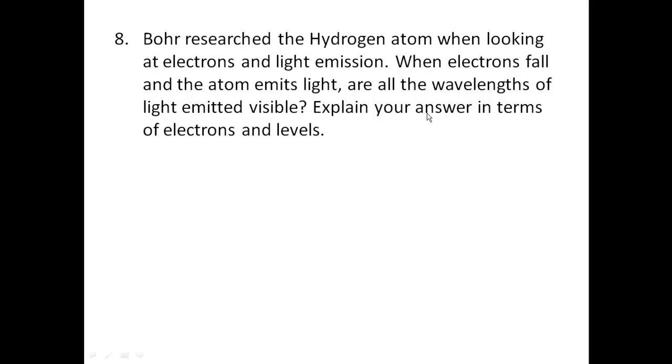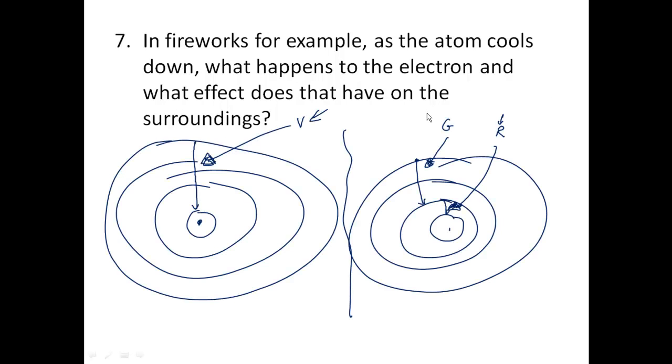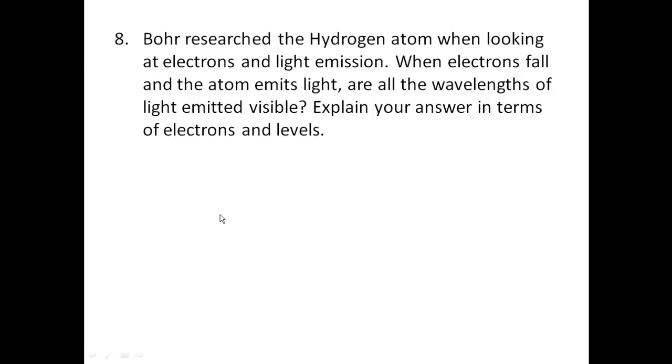Now Bohr researched the hydrogen atom, right? And he did that because it was simple. It only had one electron. So when electrons fall and the atom emits light, are all the wavelengths of light emitted visible? We just explained that back in number 7, where if it falls a far enough distance, it's going to give off enough energy that it will be in the ultraviolet range and it will not be visible. Whereas if it only falls a really small distance, it might potentially be in the infrared range and not give off enough light that we could see. Okay?